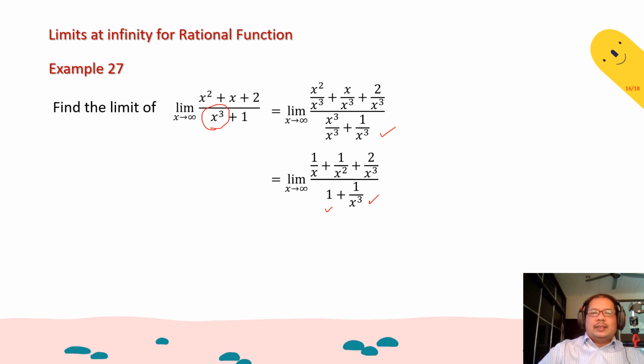So as x approaches infinity, 1 over x is 0, 1 over x squared is also 0, 2 over x cubed is also 0, and 1 over x cubed is also 0. After simplifying, you get 0 plus 0 plus 0 over 1 plus 0. 0 over 1 is 0.